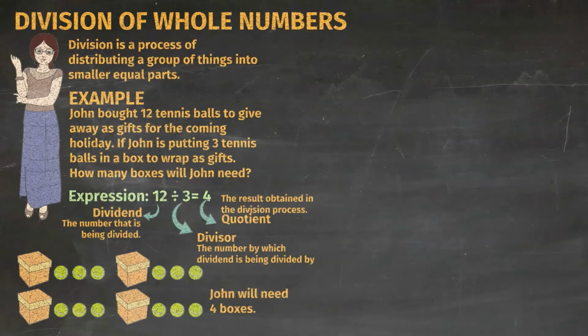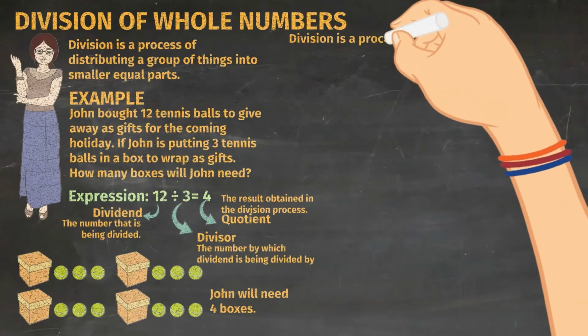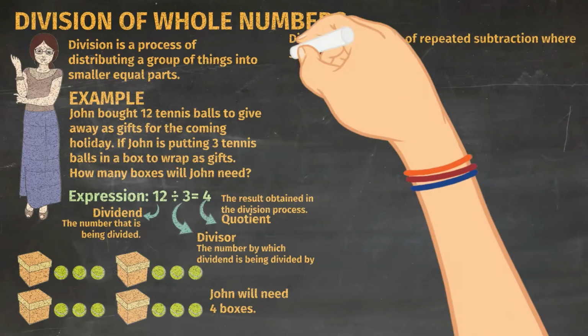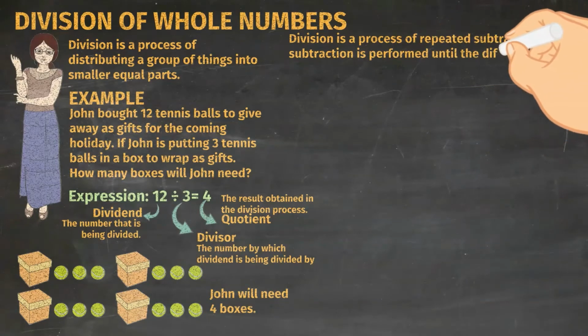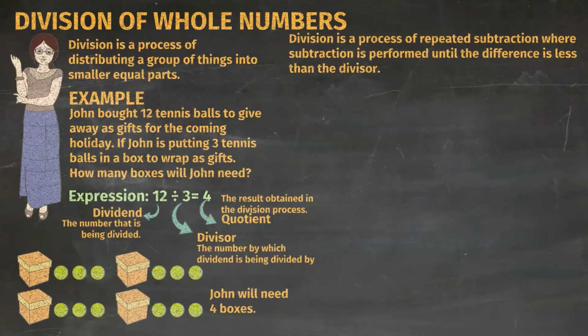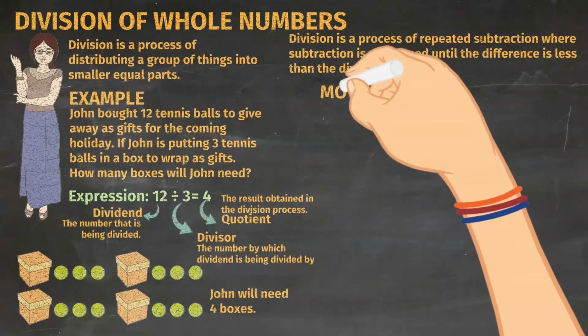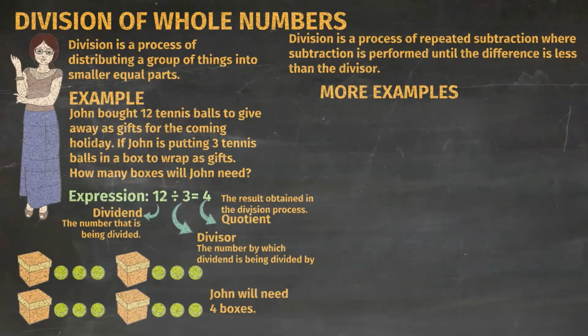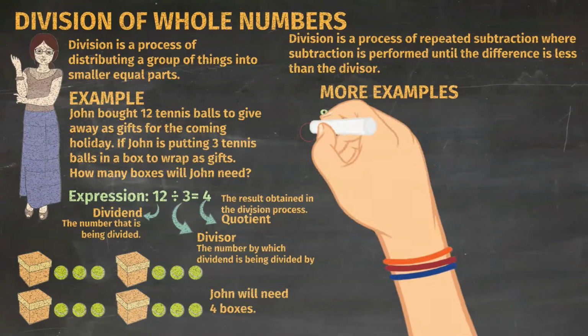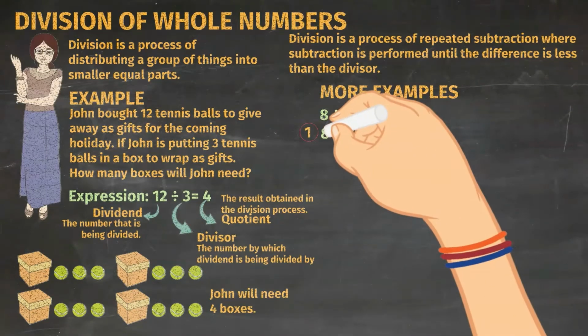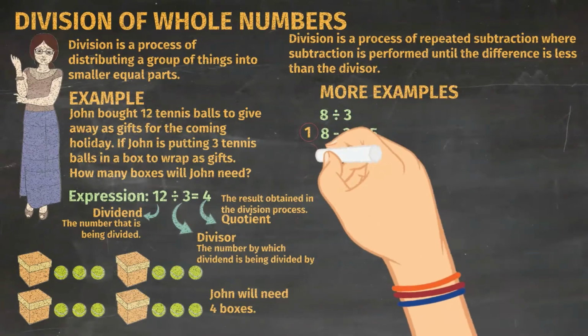Given the recent example, we can say therefore that division is actually a process of repeated subtraction, where subtraction is performed until the difference is less than the divisor. Let us have more examples. 8 divided by 3. Let us solve this using repeated subtraction. That means we have to subtract 3 from 8, and then from the difference until the difference is less than 3. Let's begin. 8 minus 3 equals 5.